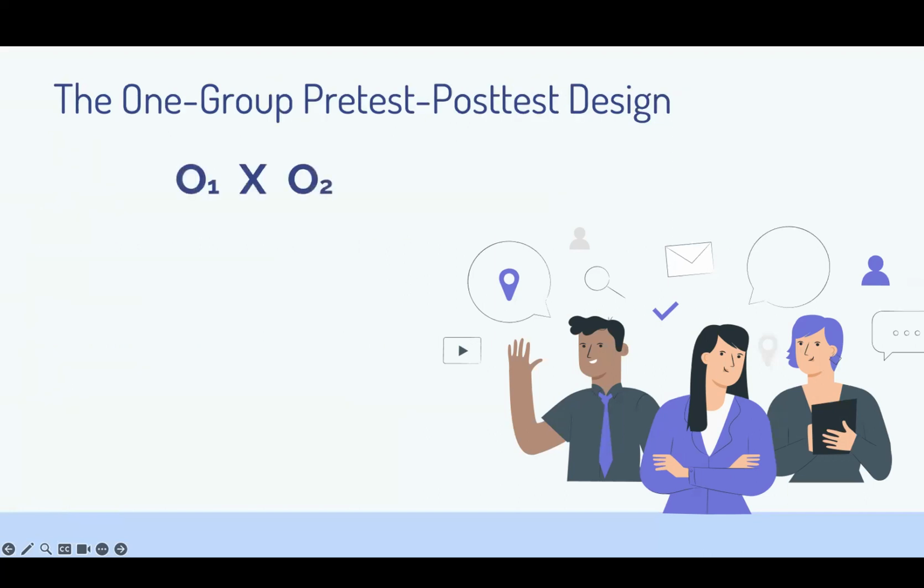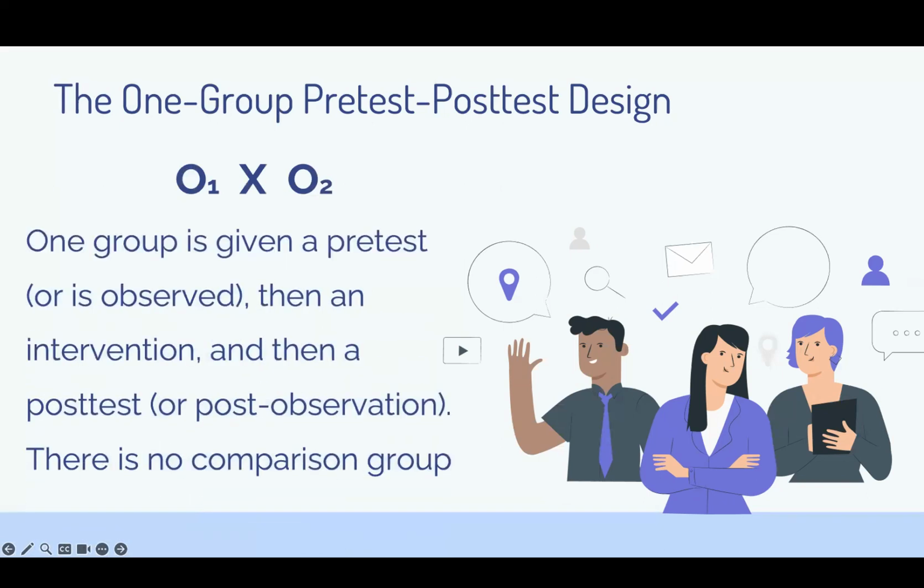The one group pre-test post-test design is a fundamental component of our methodological research in social work. This design, depicted by the notation O1 X O2, is a very simple one and involves three sequential steps with a single group of participants. The initial step, O1, is a pretest, X is the intervention, and O2 is the outcome after the intervention has been applied.